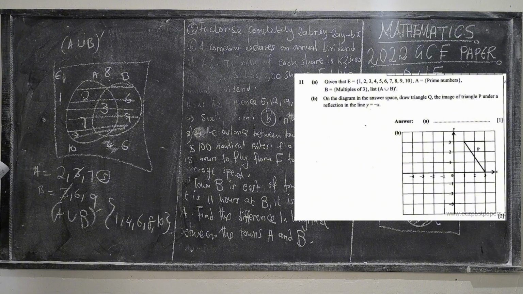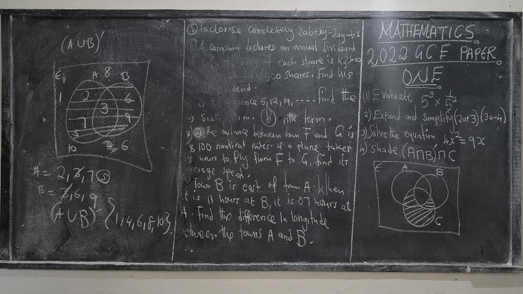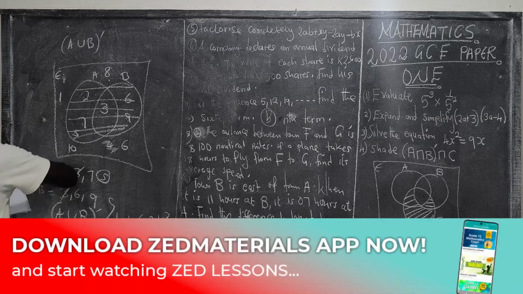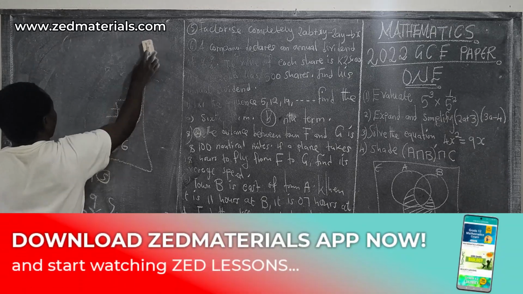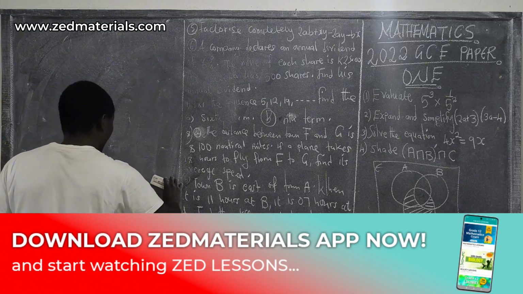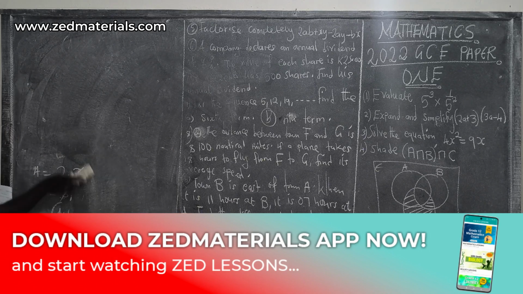From there, they are saying on the diagram in the answer space, draw triangle Q, the image of triangle P under a reflection in the line y equals negative x. So this question is coming from transformation. When you go to the grade 12 topic there, we explained the transformations.